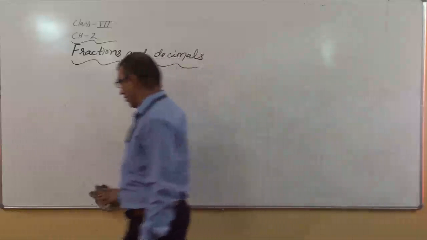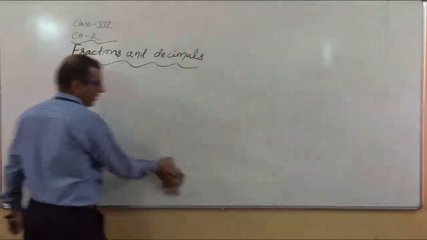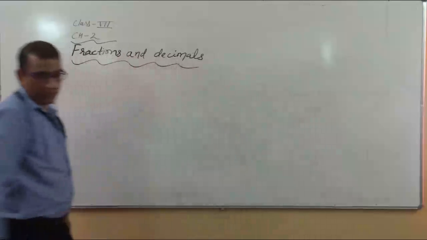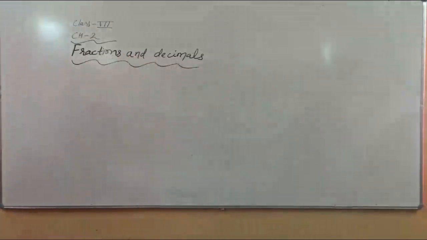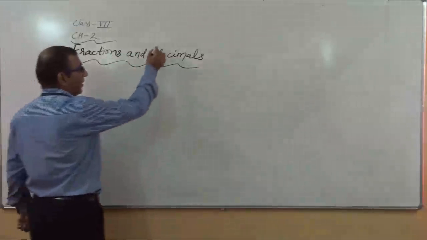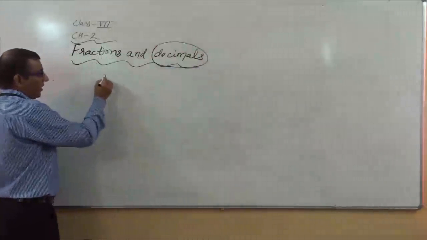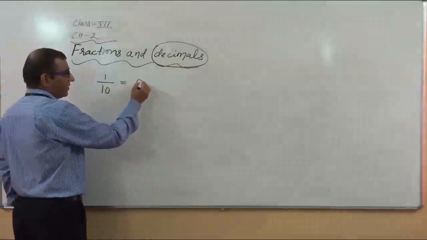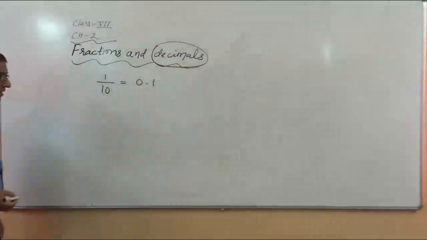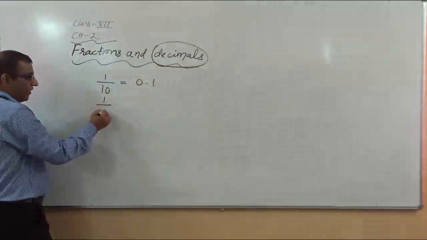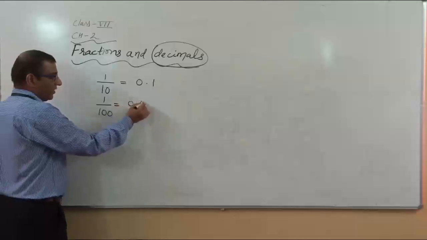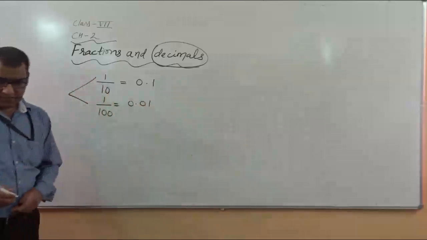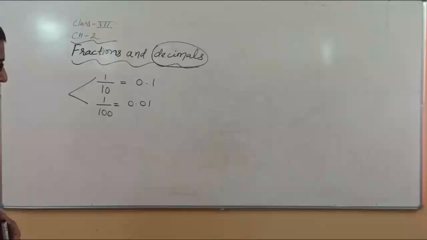So how can we denote a number, or how can a number be written in the form of decimal? I hope all of you are very much aware of the concept of decimal from the lower class. As you know very well, if 1 upon 10 is given, then how can we write it? It can be written as 0.1. If 1 upon 100 is given, it can be written as 0.01 as per your previous class. Now I am making one table so that it will be more clear to all of you.